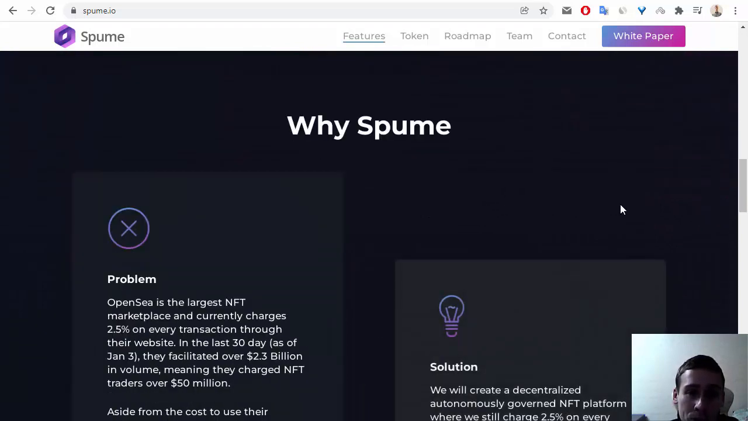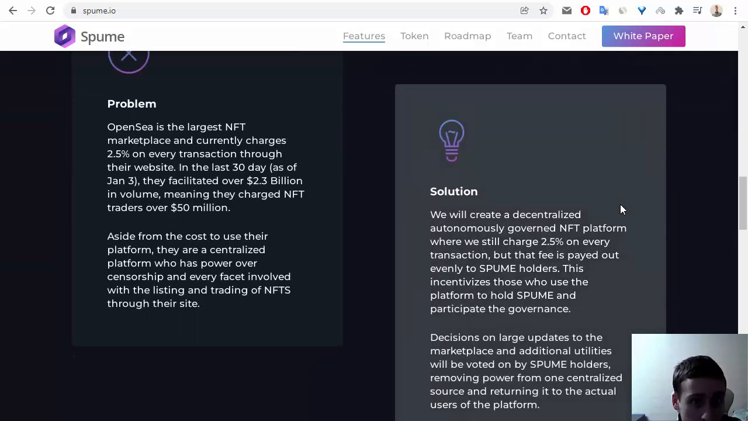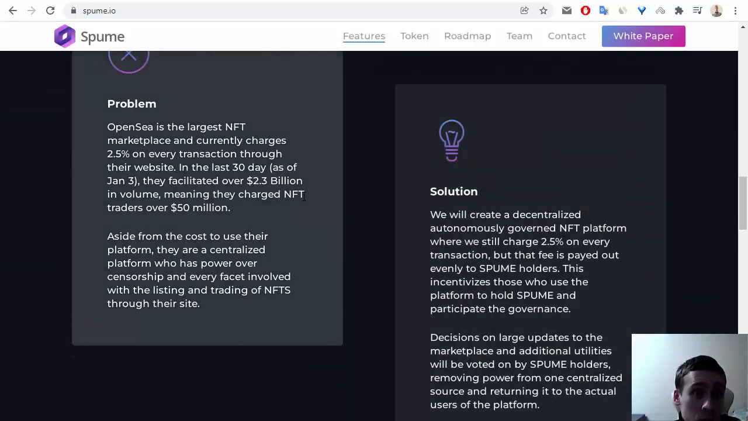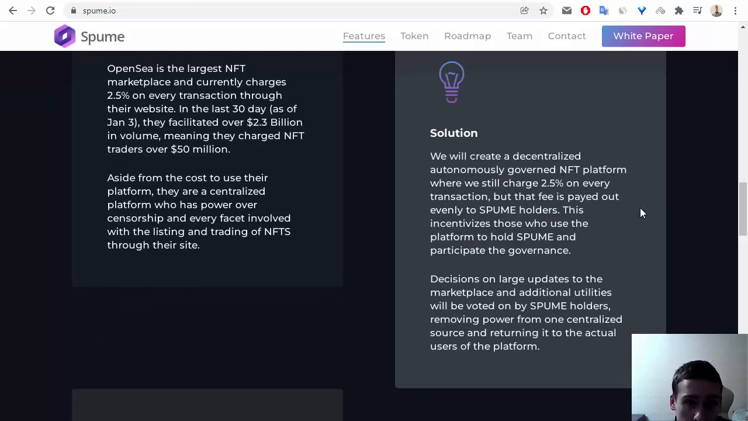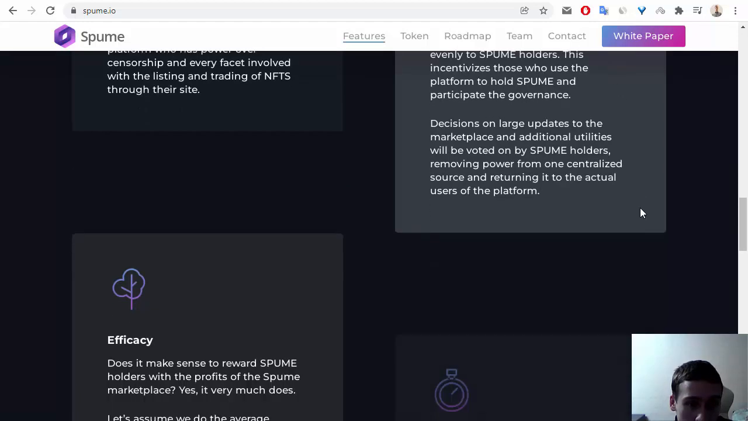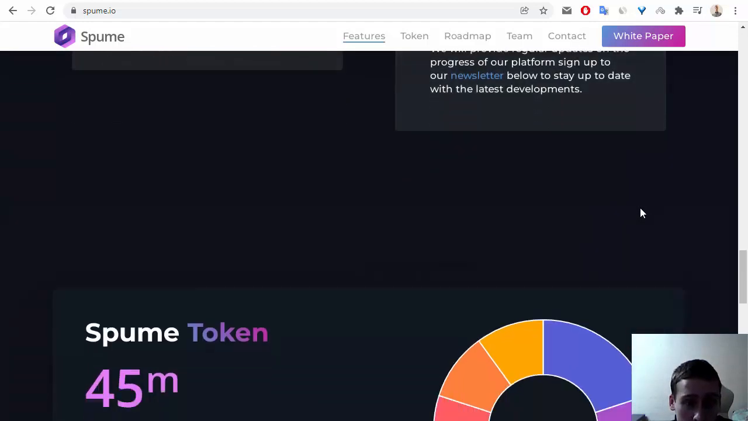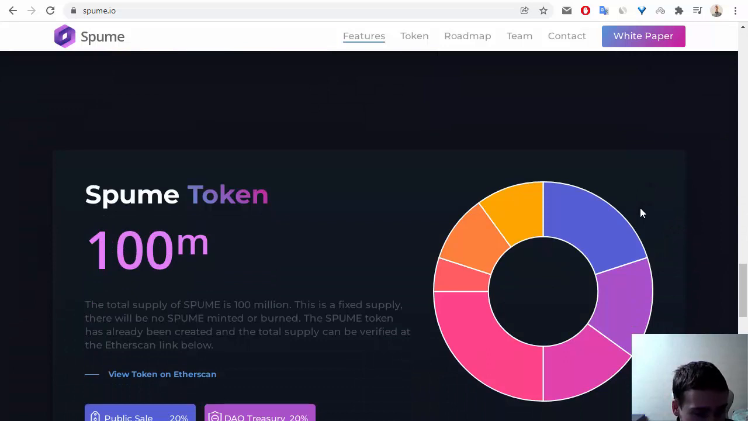And also another interesting question: why you can choose Spume? So the problem is that OpenSea is the largest NFT marketplace, but aside from the cost of using their platform, it is a centralized platform. And the solution is a decentralized platform, of course this is Spume. Also information about this token.